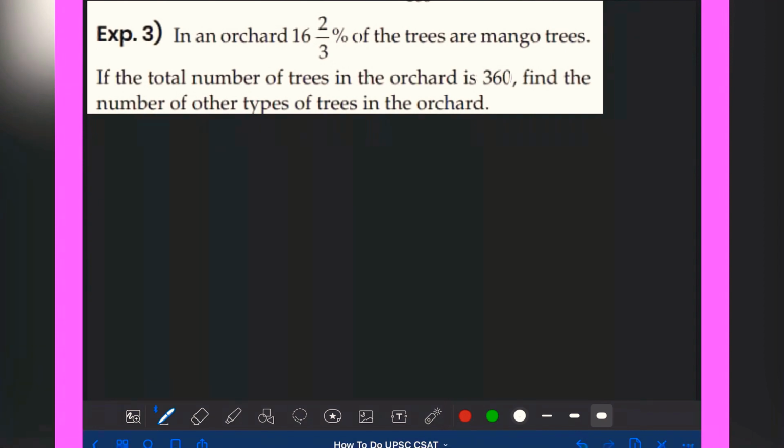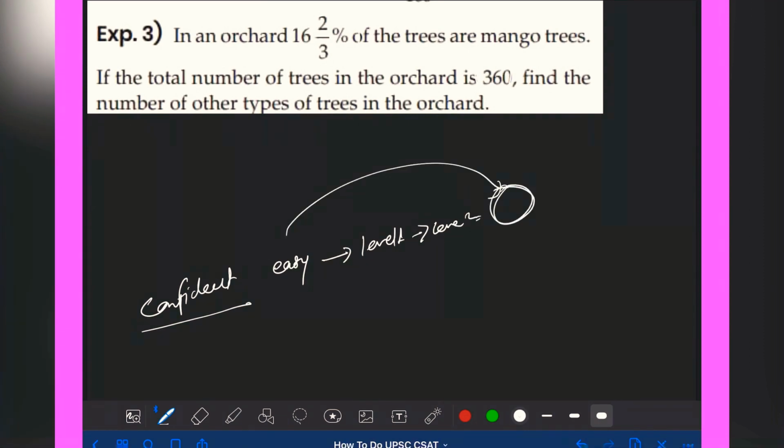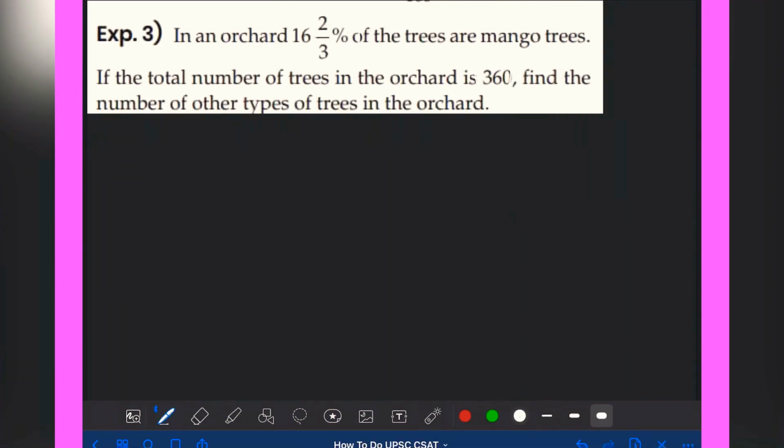You need to remember that in maths, confidence building is very important, and that only comes when you start solving easy questions first and then increase your level, level 1, then level 2. This is how maths works. If you directly jump to level 3, you will lose your confidence and then you will fear maths. This is the thing about maths.